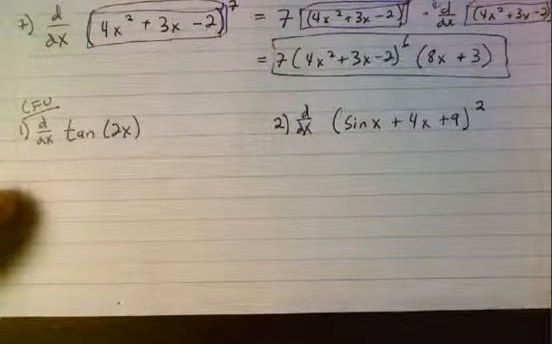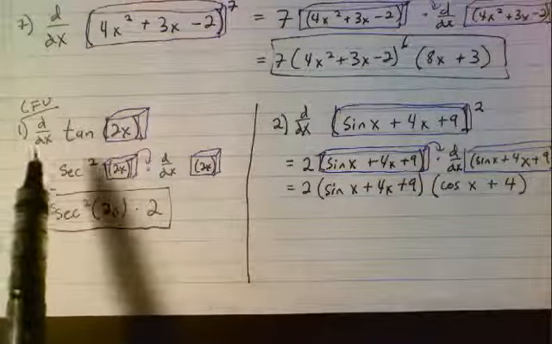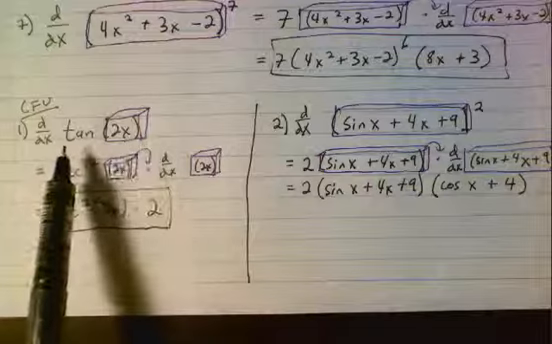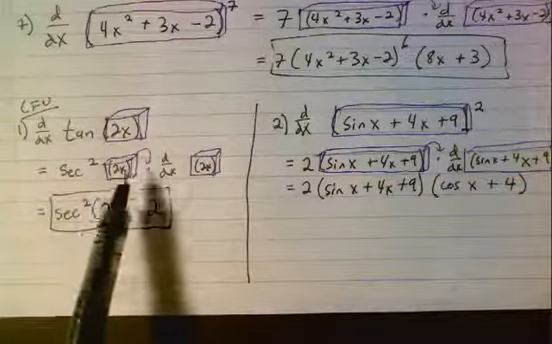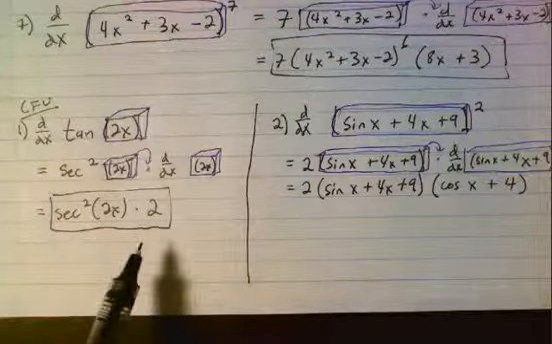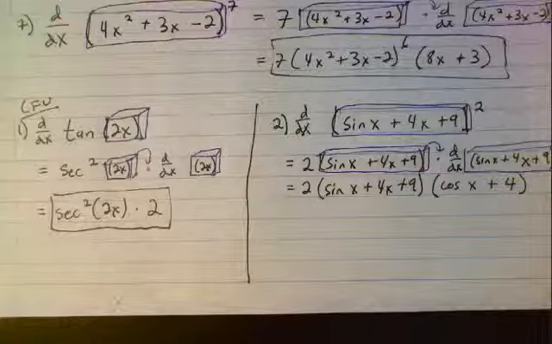Okay, here's what I saw. I saw that we had a trigonometric function, so there's a box right there. We take the derivative of tangent, which is secant squared of whatever is in the box, and then we multiply that by the derivative of whatever is in the box. The derivative of 2x is 2, so our final answer is secant squared 2x times 2.